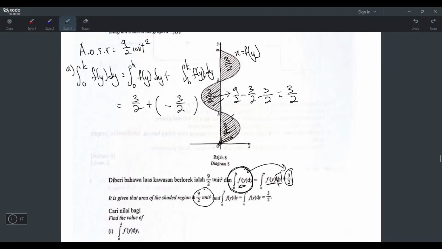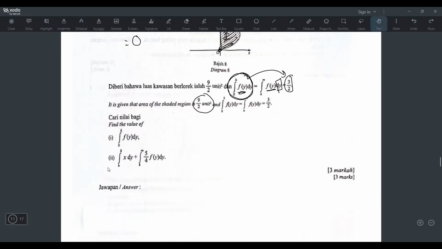And the reason is very simple, because when you integrate towards the y-axis and your shaded region is on the left side, you will end up getting negative. But sir, why here don't have negative? Because that's the area. So when we write the area, we will not write the negative. But when you just try to integrate this, you will get negative. Okay, 3 over 2 plus minus becomes minus, so 3 over 2 minus 3 over 2 is 0. So that's the answer. Okay, question B.